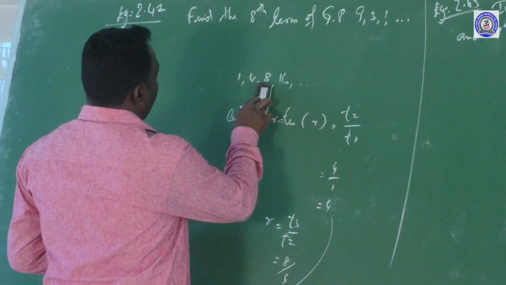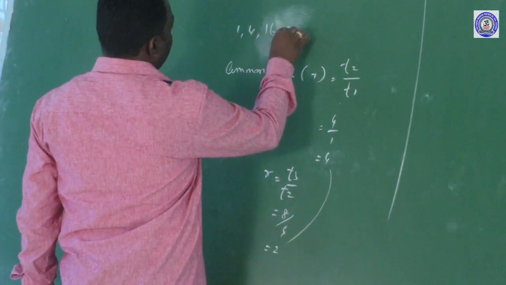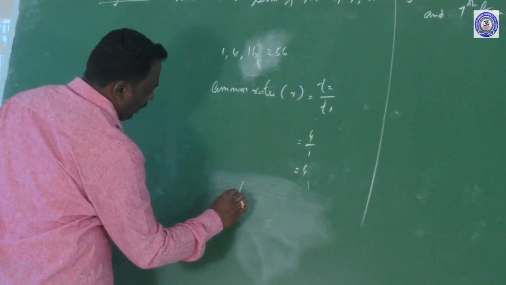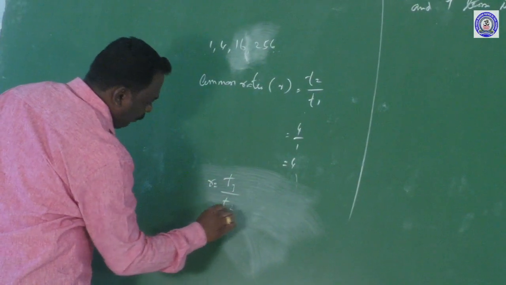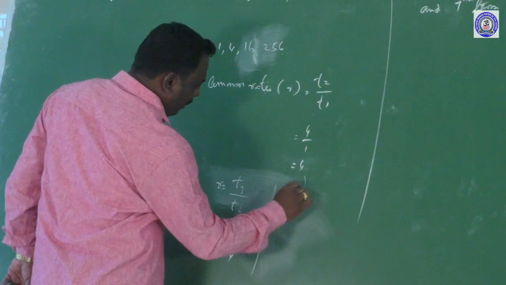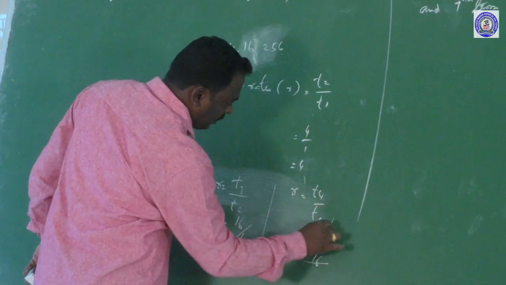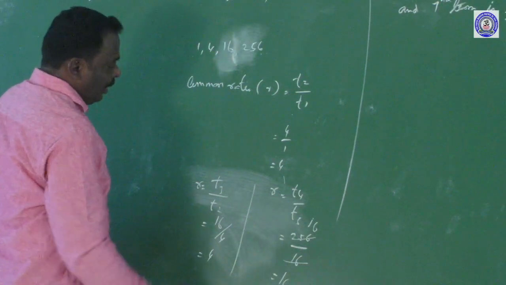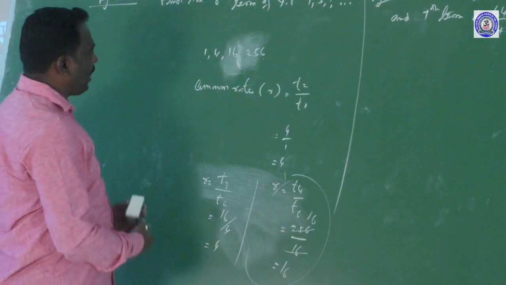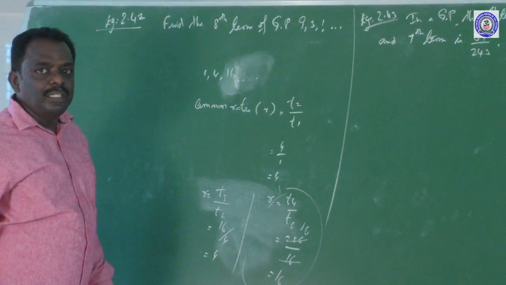Suppose we have another series: 4, 16, and then 256, like that. Find the common ratio: third term by second term is 16 by 4, which is equal to 4. Then the fourth term by the third term is 256 by 16, cancel 16, which gives 16. Therefore the common ratio is not satisfied, so it is not a GP. When the common ratios are the same, then we have a GP.